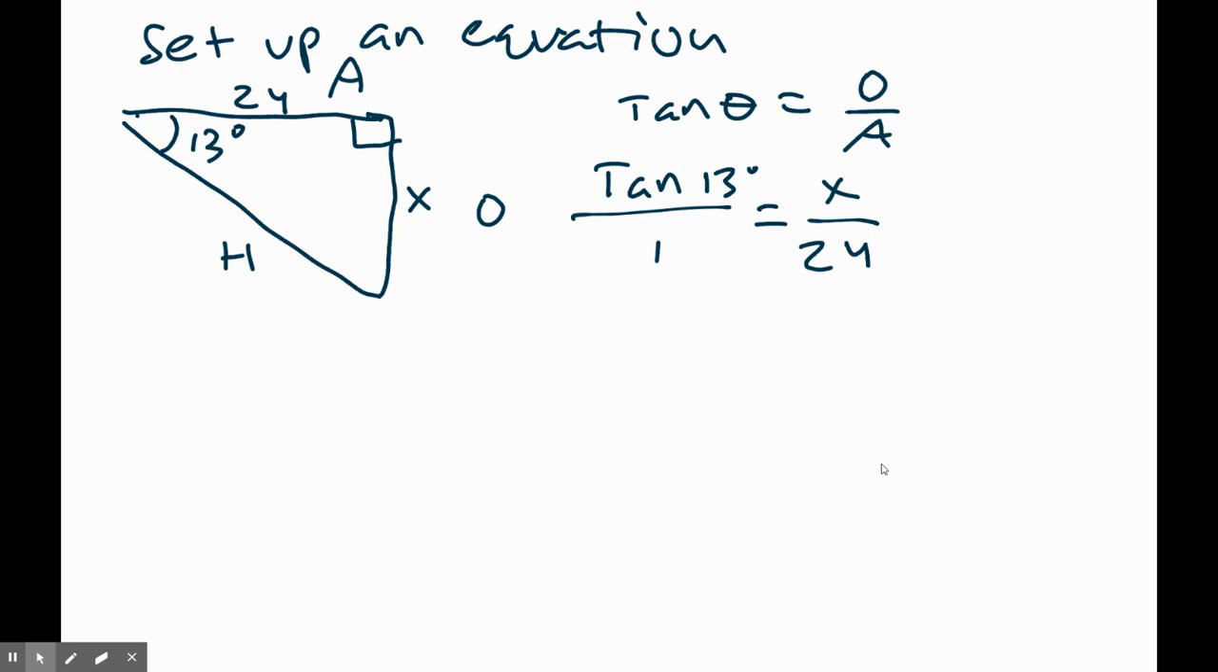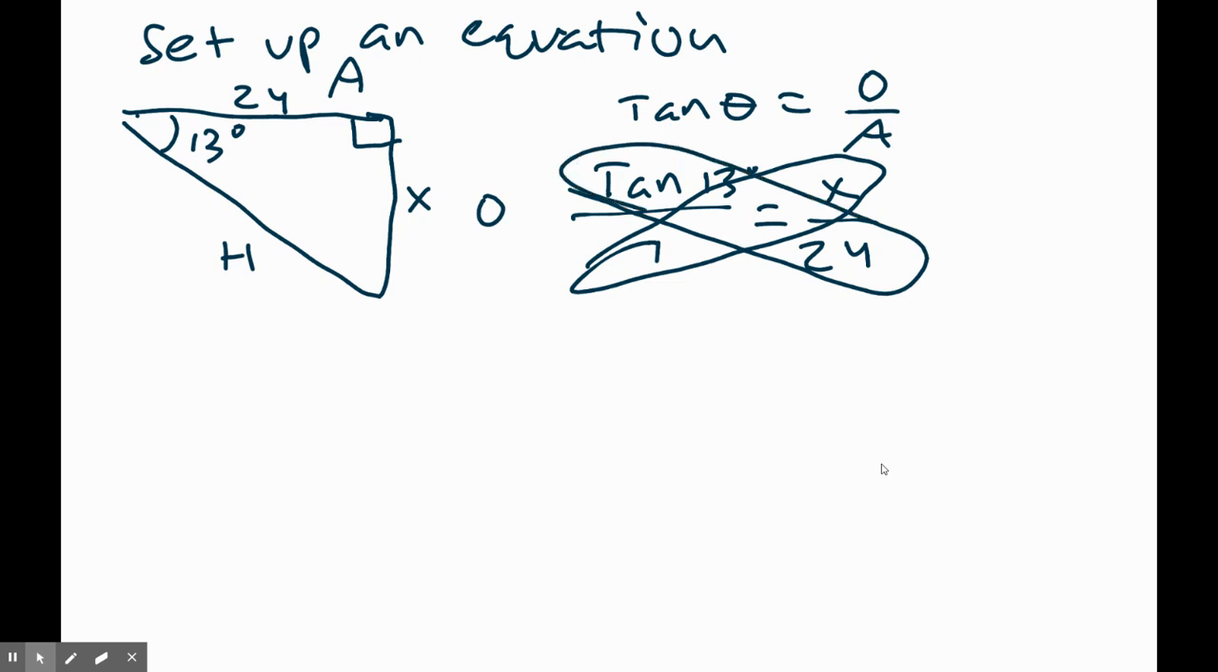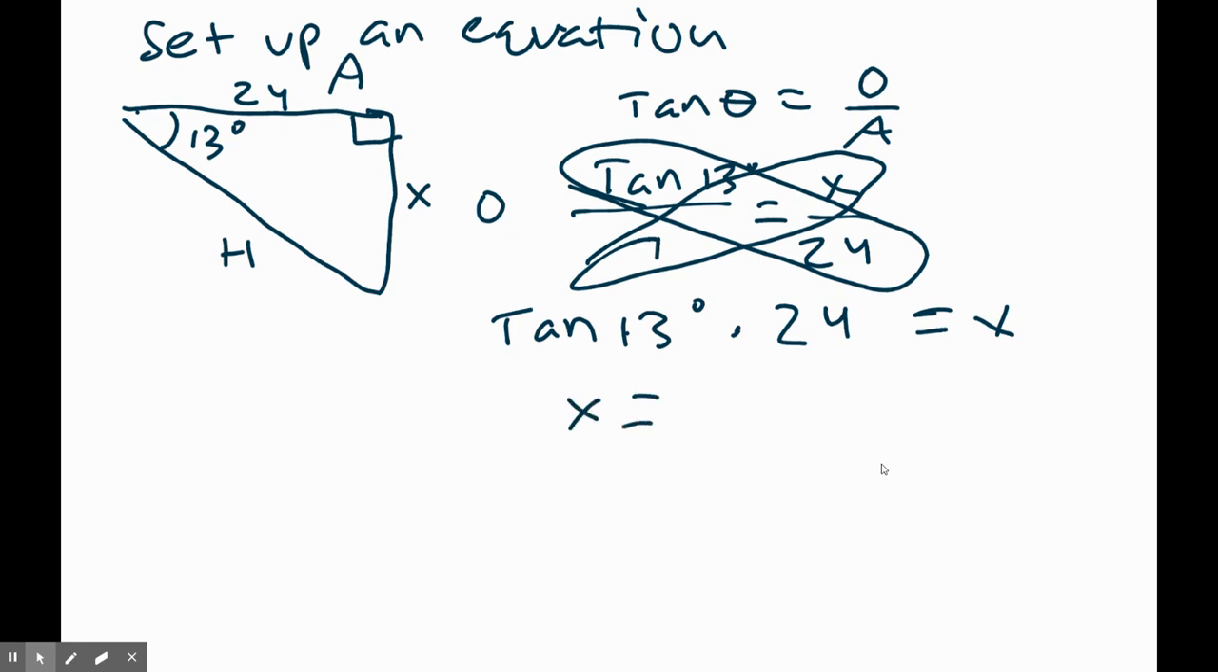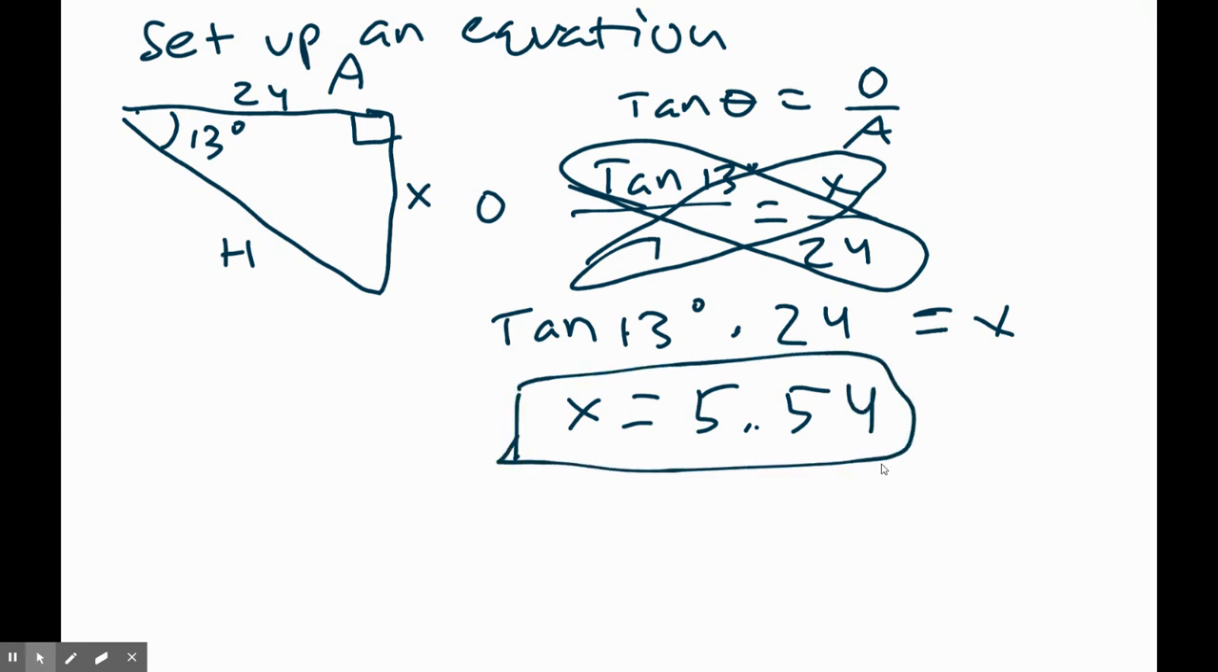And now this is something that we've done in the past where you want to cross multiply. And this is when you would plug it into your calculator. Tangent of 13 degrees times 24 is equal to x. And when you are finished typing all that in, you're going to get x is equal to 5.54. And that's going to be this missing side length right here.